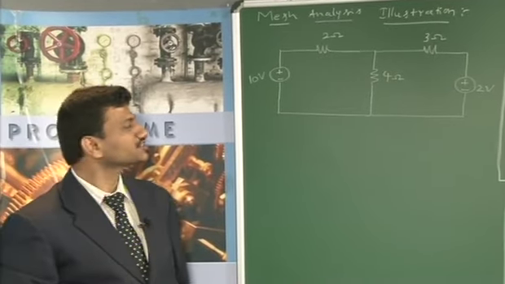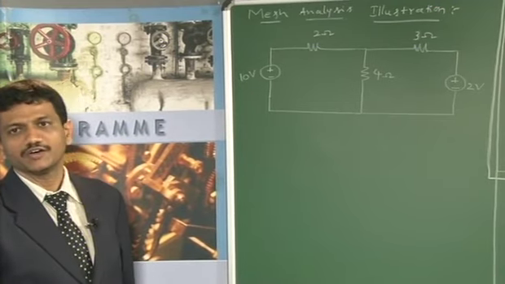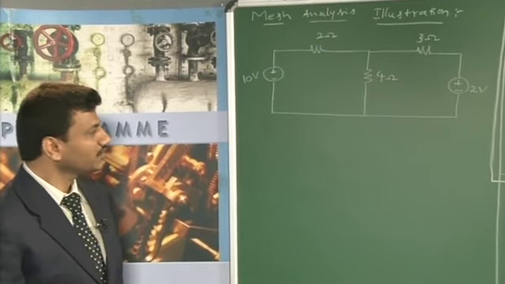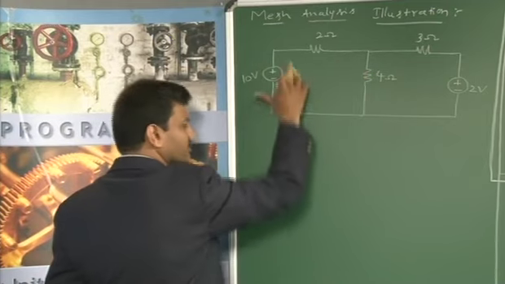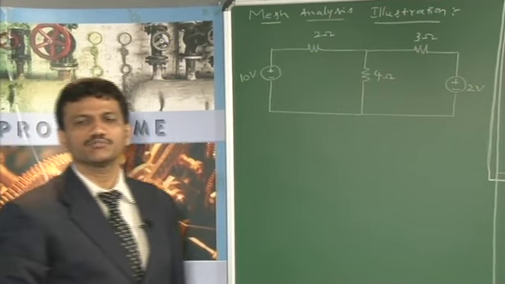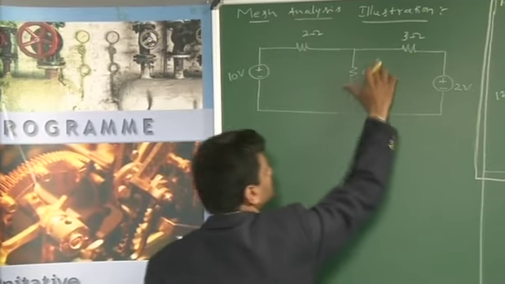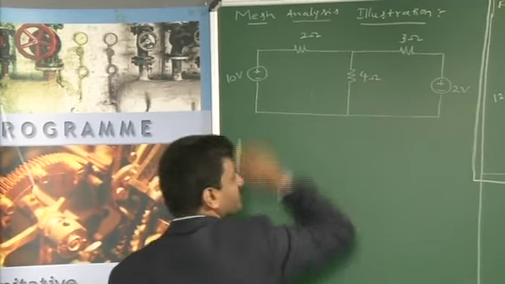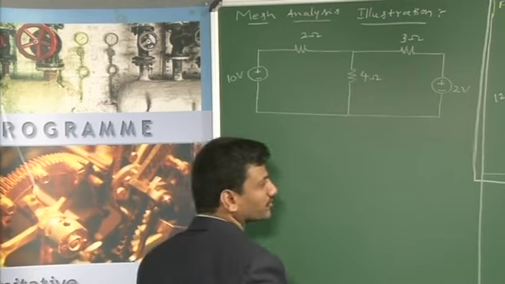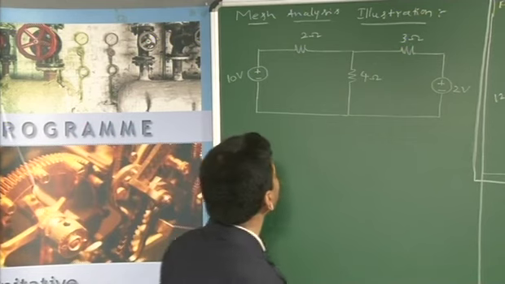Now, what is actually a mesh? A mesh is the most fundamental form of the loop, which cannot be further divided into more closed paths. Now, what you observe here is also a closed path, no doubt in that, but that cannot be further divided into more closed paths. So this is the mesh, this is the mesh. This one cannot be a mesh because this particular closed path is again divided into 2 more closed paths. So this particular network has 3 loops and 2 meshes, right?